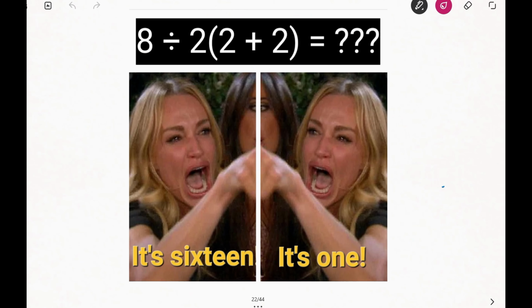So let's look at some viral math. This was on Facebook, and I reposted it and just laughed and laughed and laughed at everybody arguing over it. So we have 8 divided by 2 times, parentheses, 2 plus 2. Now, just take 1 second, pause the video, and see if you can get this.